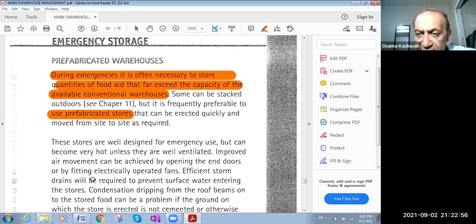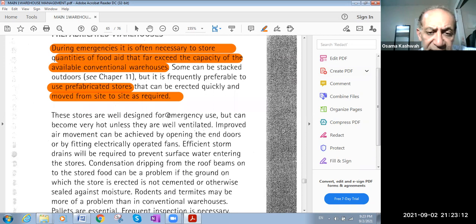Prefabricated stores. Prefabricated, from the name itself, pre and fabricate means done previously, that can be erected quickly and moved from site to site as required. These stores are well designed for emergency use, but can become very hot unless they are well ventilated. Improved air movement can be achieved by opening the end doors.